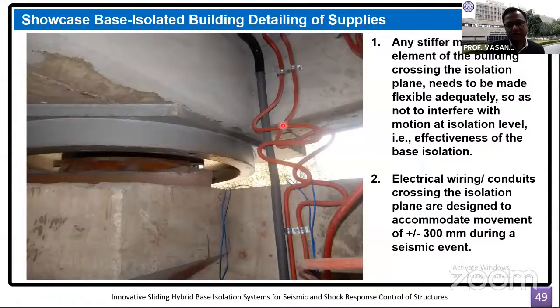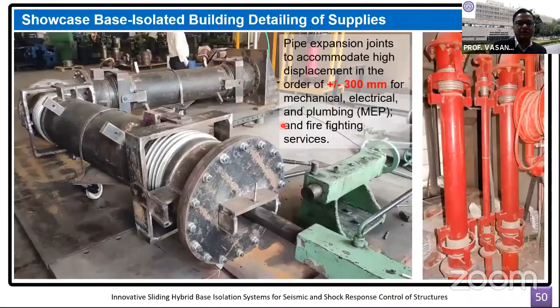This is also some flexible arrangement done for the electric wire, and they can accommodate displacement at least to the tune of 300 millimeters in any direction. So again, these are some architectural requirements in base isolation projects, such that the base isolation remains effective and the superstructure can move relative to the base without any restriction.